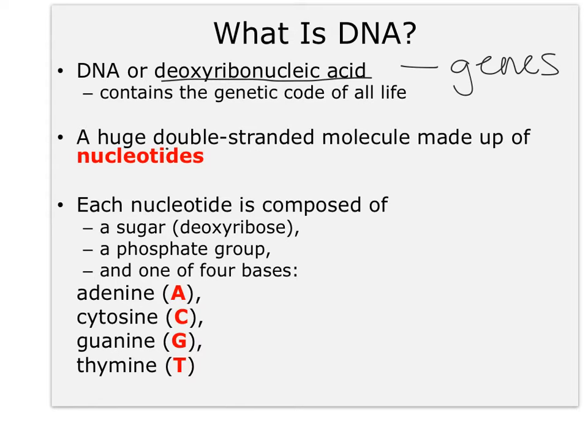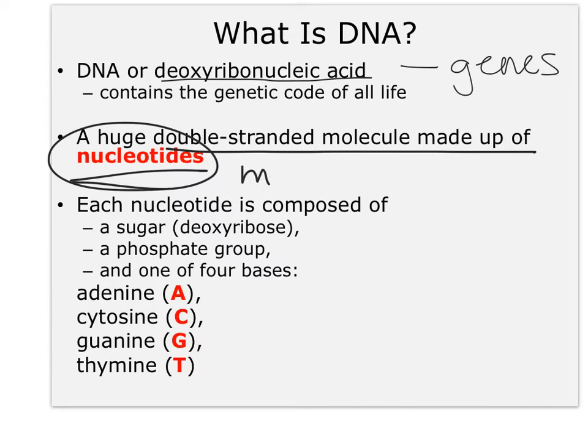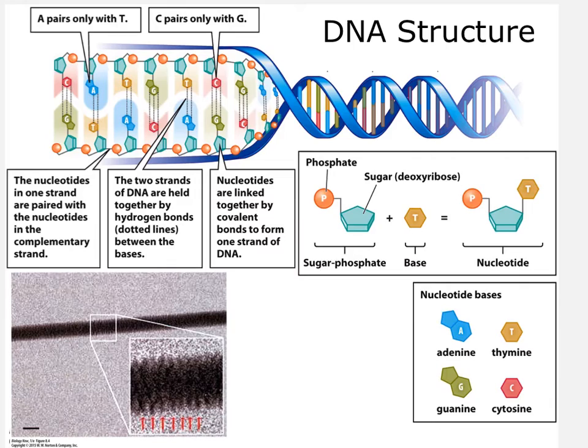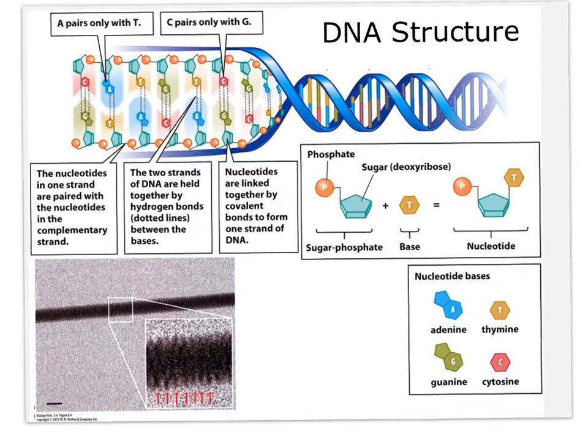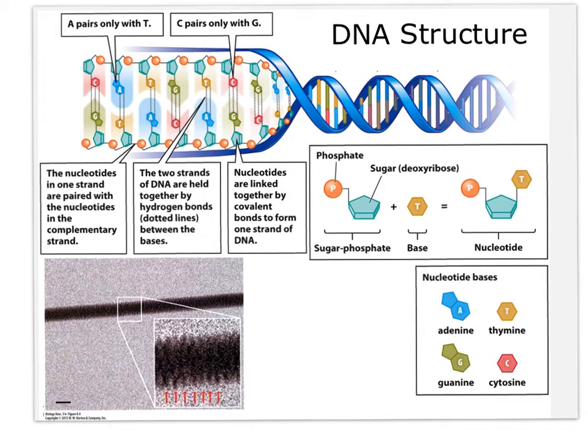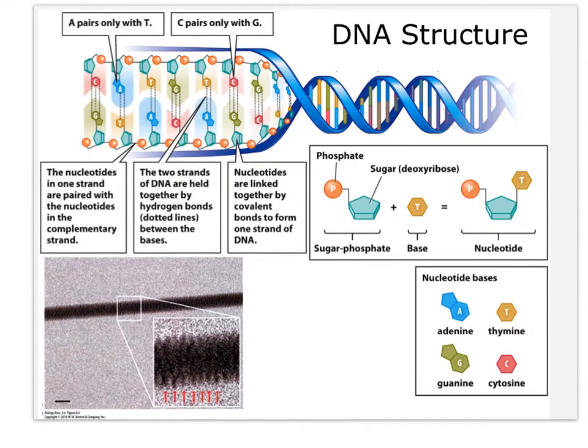DNA is a double-stranded molecule made up of nucleotides. The nucleotides are the monomers, or the single units of a piece of DNA. Each nucleotide is a sugar group, a phosphate group, and one of four bases: A, C, G, and T. Here's what DNA looks like. If you could see it, it's really microscopic, so small you can't even see it under a regular microscope. You'd need an electron microscope.